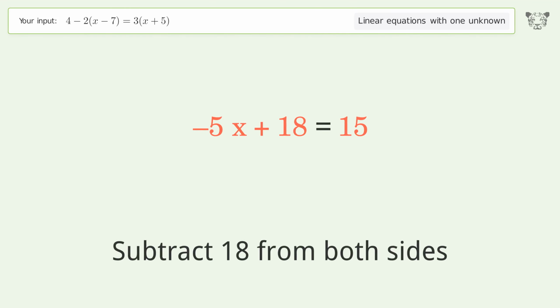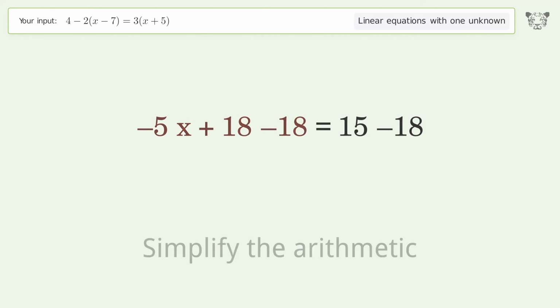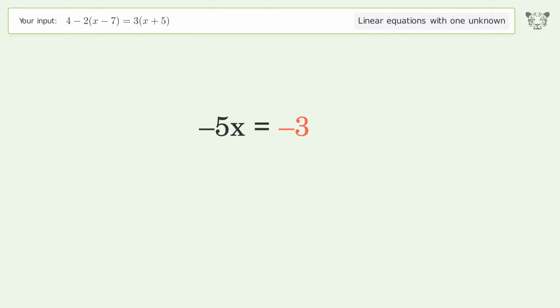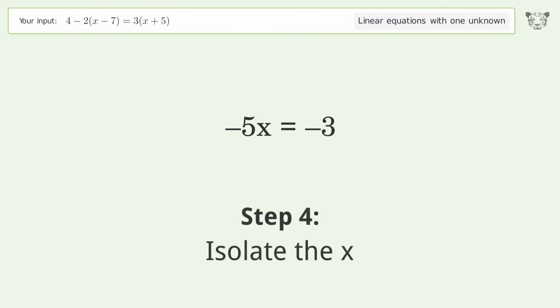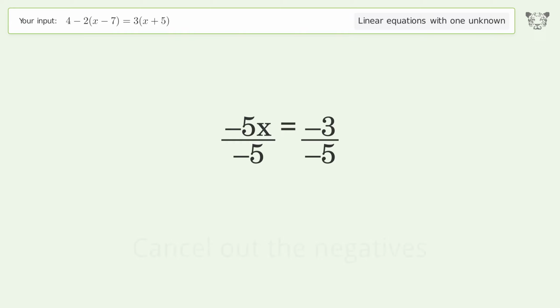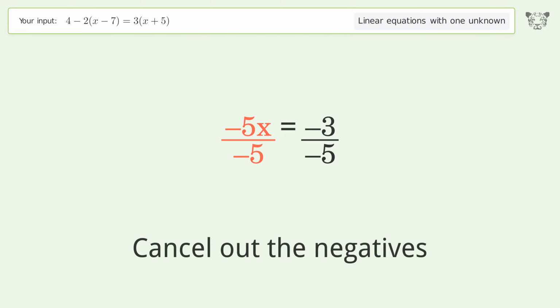Subtract 18 from both sides. Simplify the arithmetic. Isolate the x. Divide both sides by -5. Cancel out the negatives.